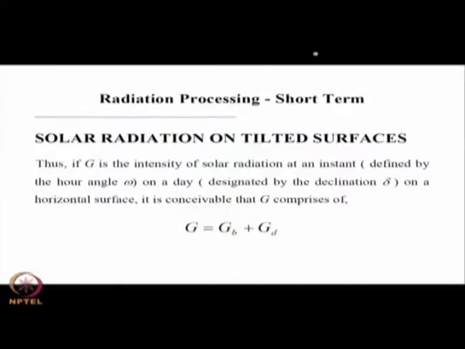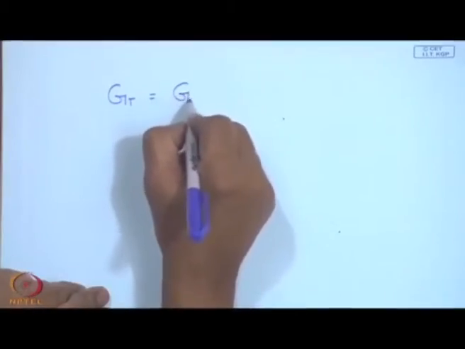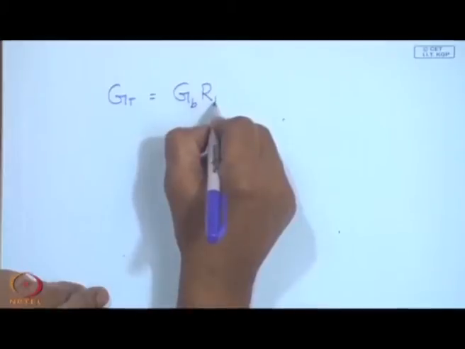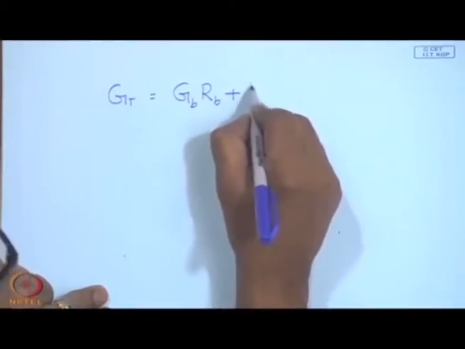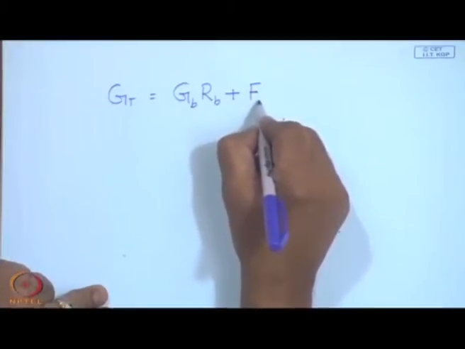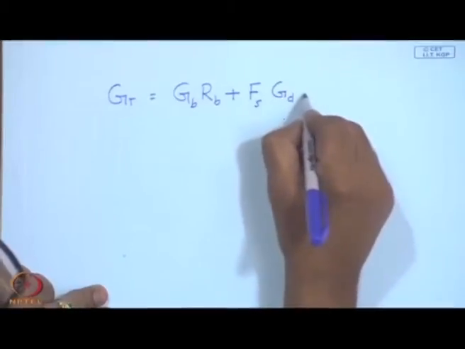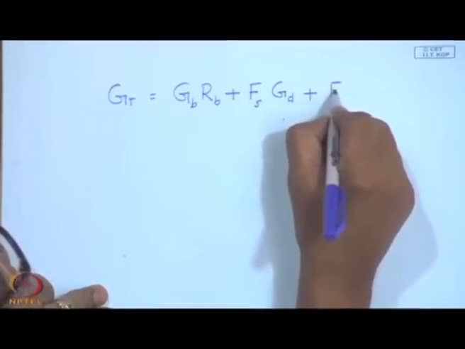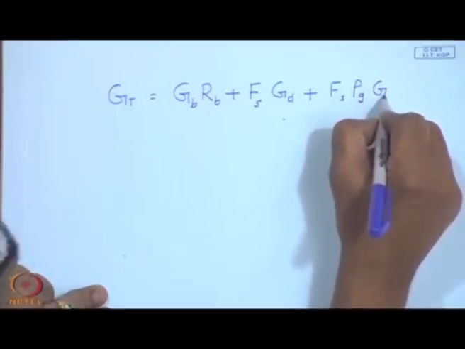People have expressed this G T, which comprises of a direct radiation part plus a fraction of the diffuse radiation plus another fraction of the ground reflected radiation.